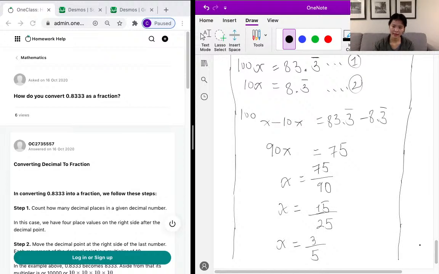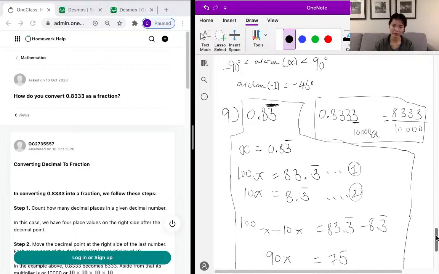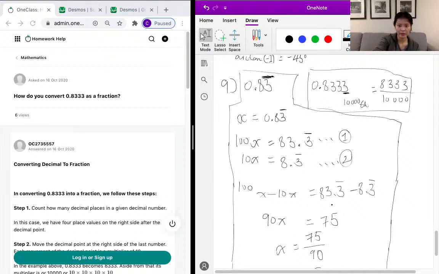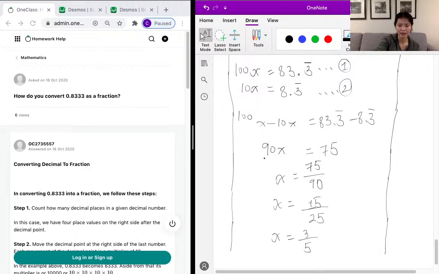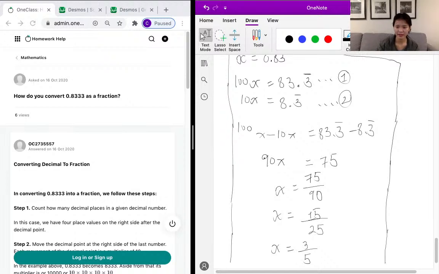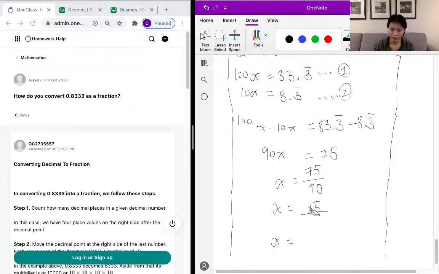Perfect. That is our sample solution over here. Okay? So 0.83, where the 3 is repeating infinitely, as a fraction is 3 over 5. No, that's not right. Okay, we did something wrong. I'm not sure where for now, but it's not 3 over 5 because 3 over 5 is 0.6, which is not 0.83. Okay, so let's come back to over here.